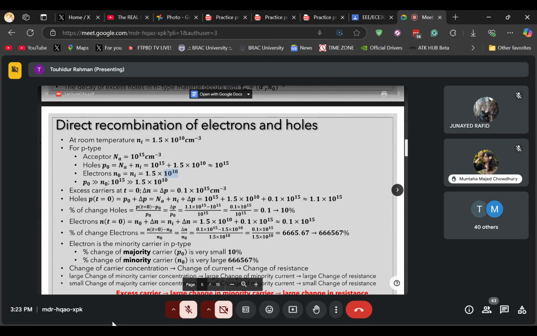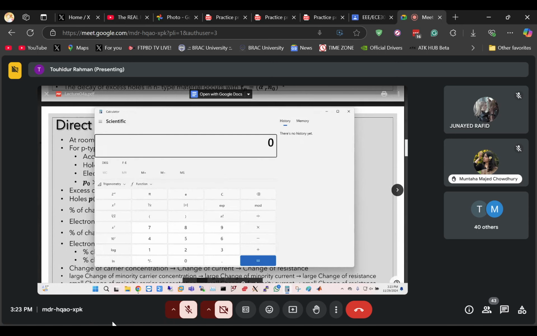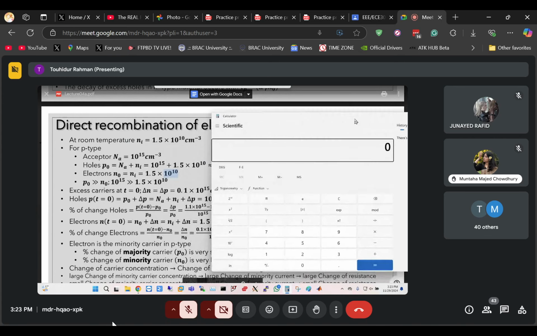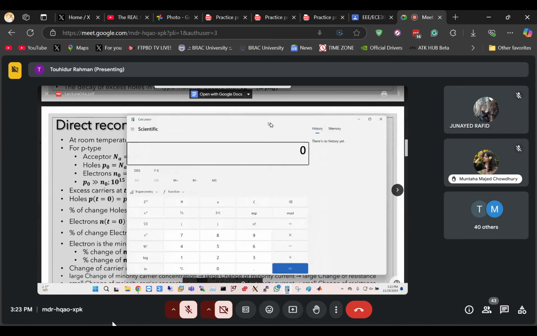If I do the math, so let me do the math here. Oh, you can see my calculator. How can you see? Okay, I can see my calculator. Two screens, three screens. Okay. Anyway, yes, good question. So let me try to explain that.